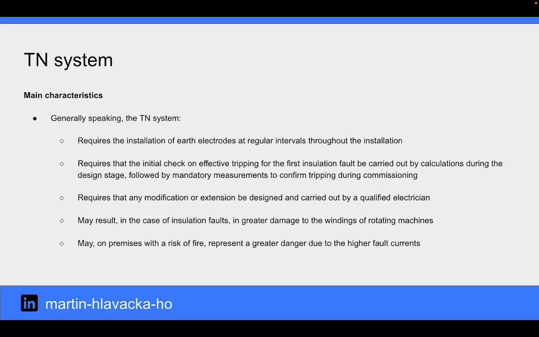TN system. Generally speaking, the TN system requires the installation of earth electrodes at regular intervals throughout the installation, requires that the initial check on effective tripping for the first insulation faults be carried out by calculations during the design stage, followed by mandatory measurements to confirm tripping during commissioning. It requires that any modification or extension be designed and carried out by a qualified electrician, may result in the case of insulation faults in greater damage to the windings of rotating machines, and may on premises with a risk of fire represent a greater danger due to the higher fault currents.